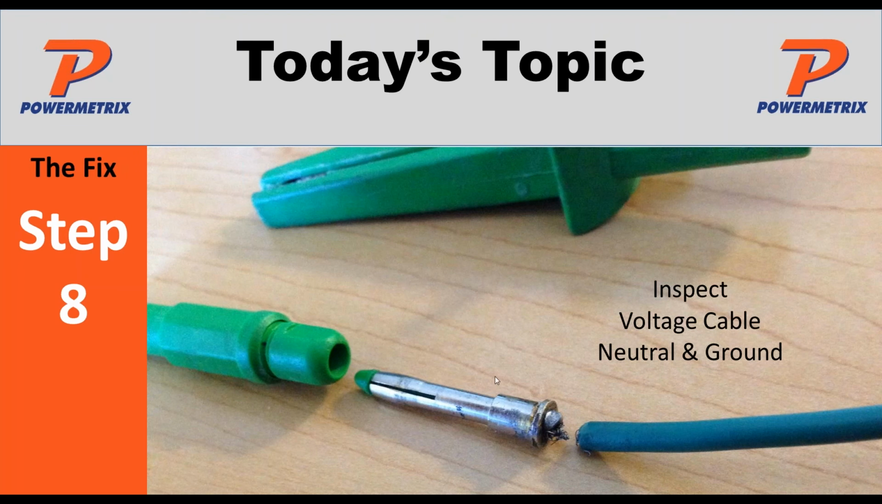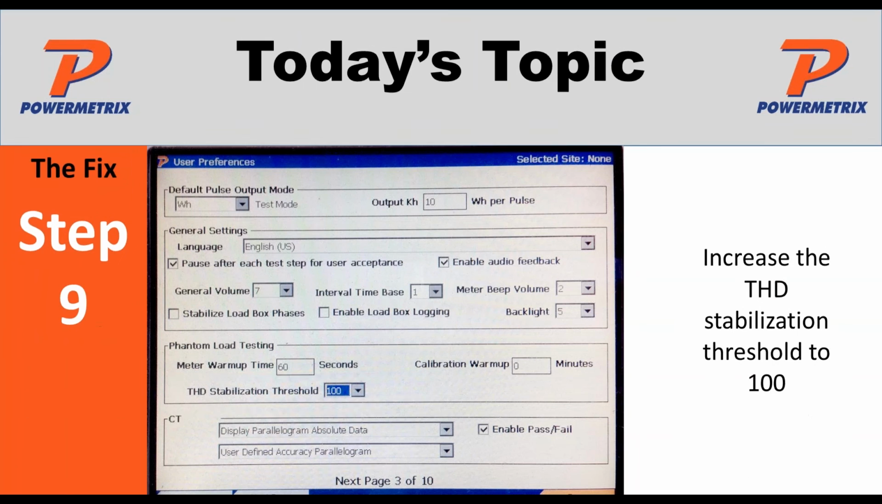And step 9, this kind of goes with the stabilized load box phases. You could do this at the same time you're in there. In the PowerMaster, again, you go to Utilities, User Preferences, and the THD stabilization threshold is set at 100 in this picture. It defaults to 5, so if you want to, you can extend that to 100 and try that.